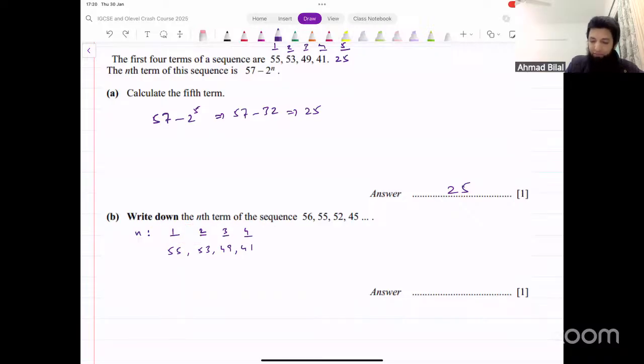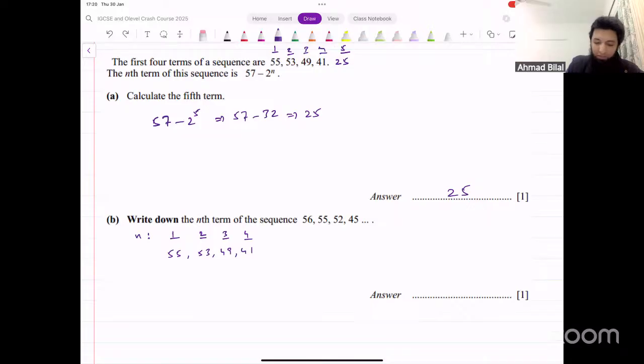Then the first sequence that they've given, that's 57 minus 2 raised to the power n. That's the nth term formula for the sequence that they've given. That's 55, 53, 49, 41. This is the sequence that they've given us now: 56, 55, 52, and 45. Notice what is happening.